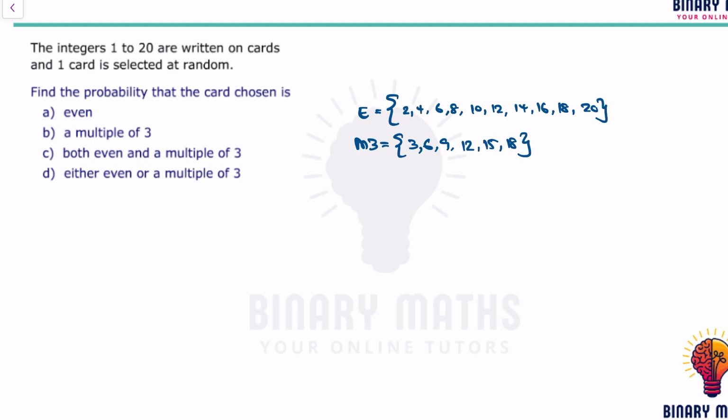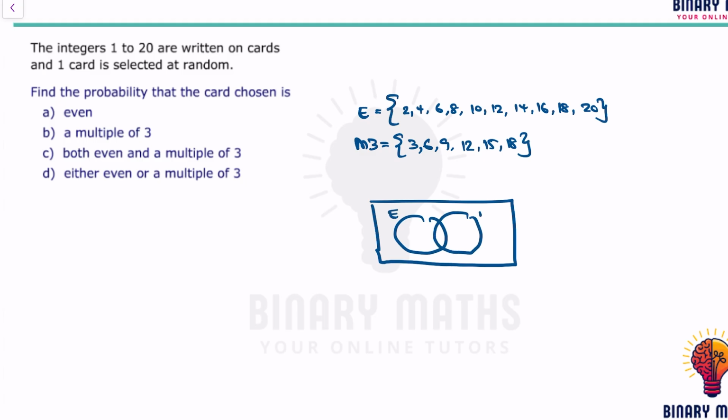Venn diagram out, oh look, actually, I can draw it out now that I've listed it. Let's just draw it out. So, even and multiple of 3. Then how many numbers do I have here? 1, 2, 3, 4, 5.